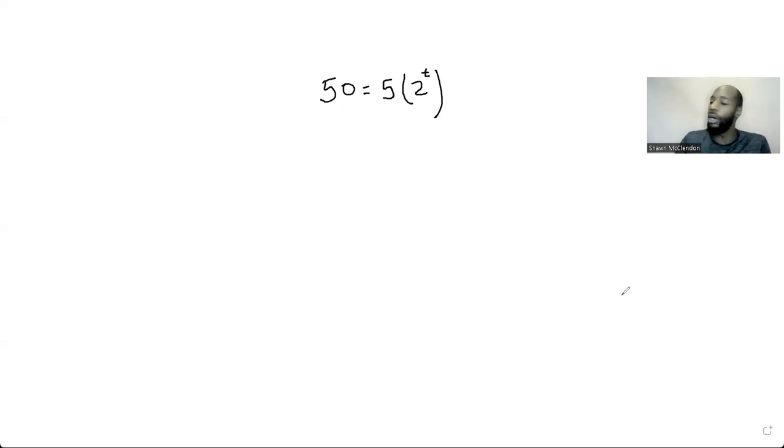All right, so let me go through this just to show you. 50 is equal to 5 times 2 to the t power. You do still want to move things away from the t as much as you can, but we're going to have to use a logarithm at some point. So just watch me. We're going to divide both sides by 5 to move the 5 to the other side. 50 divided by 5 is 10. So 10, and then the 5 over here goes away. So 10 is equal to 2 to the t.